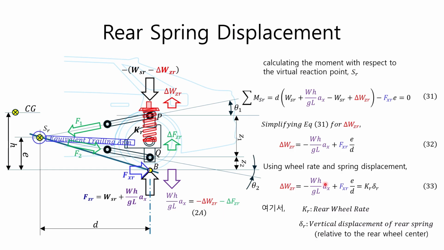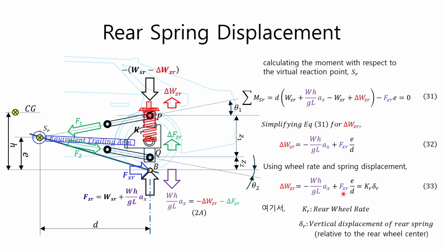The first term of equation 33 represents the vertical dynamic load of the entire vehicle when the acceleration is AX, and the second term represents the vertical component of the force acting on the rear suspension links. Since no braking force acts on the front wheels, the force FXRED represents the force acting on the suspension links of the entire vehicle. From equation 33, it can be seen that the vertical dynamic load acting on the rear spring, delta WZR, is the difference between the vertical dynamic load transfer amount and the link force.